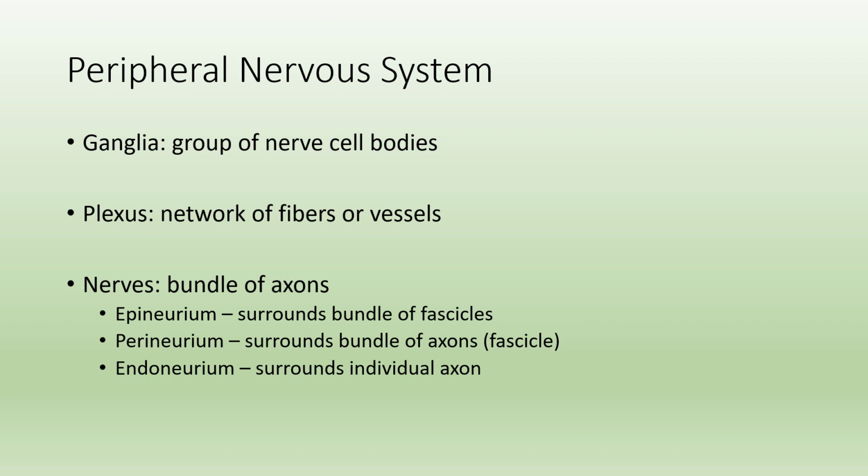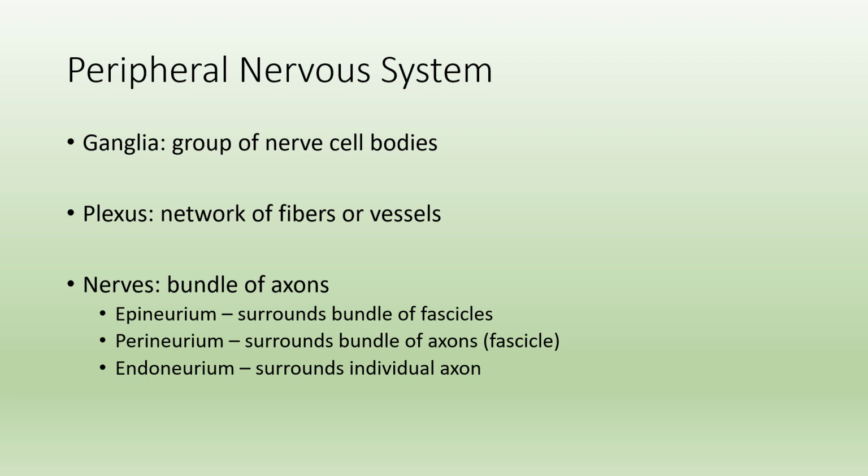Sometimes you have a network of fibers. We also see this in the circulatory system, when we talk about a network of vessels. That's referred to as a plexus. And then when you have a bundle of axons in the peripheral nervous system, we refer to that as nerves.